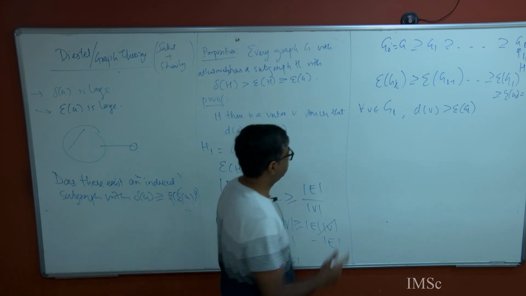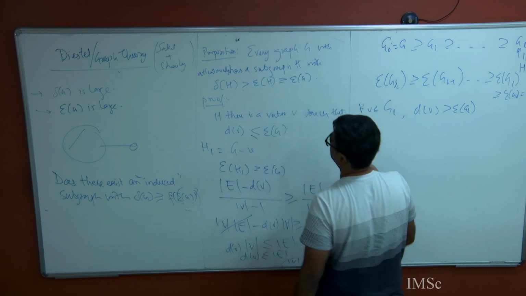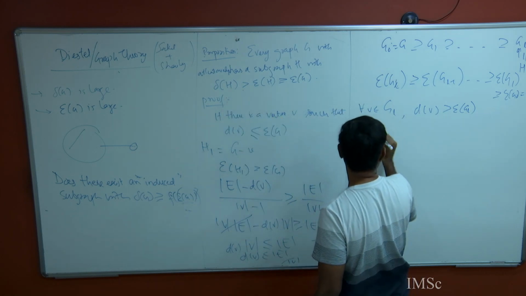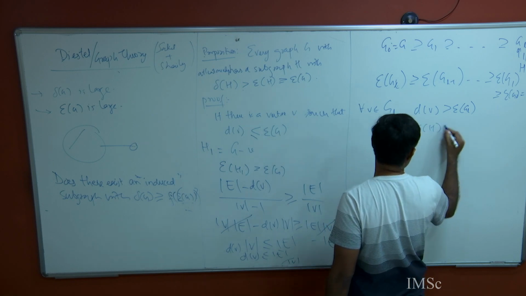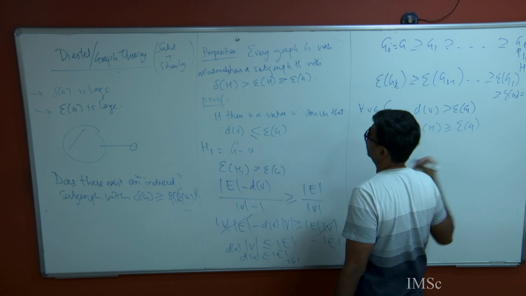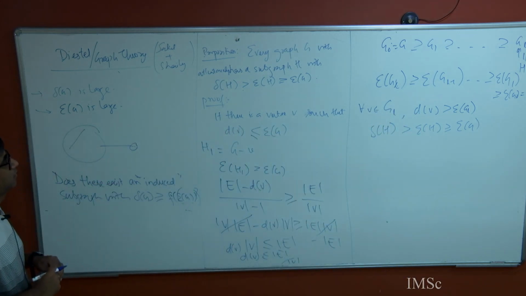Okay, so this will imply to you that every property that we were after, delta of H is greater than or equal to epsilon of H. Okay, now why is H non-trivial? Why is H not empty? We keep doing this, and by the end, nothing is left in G_L.